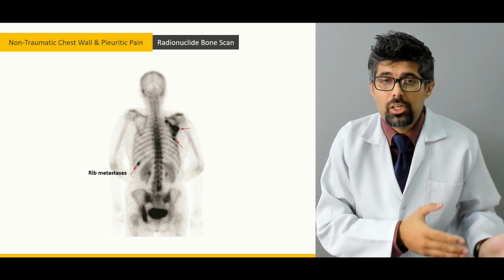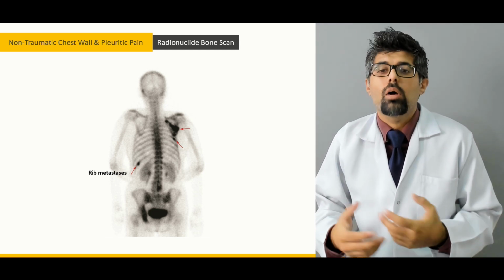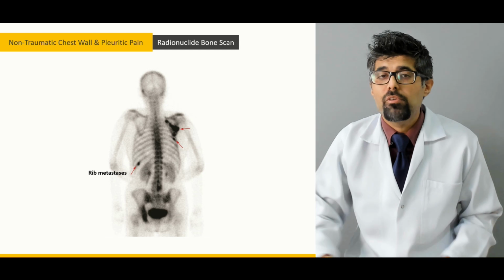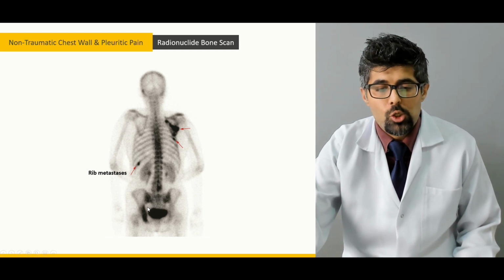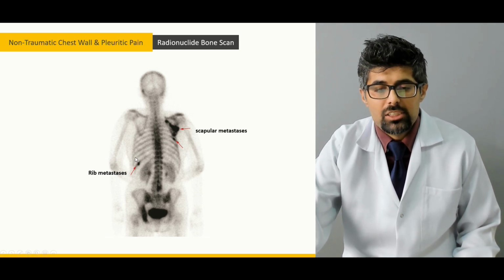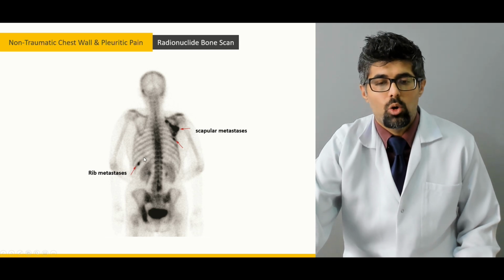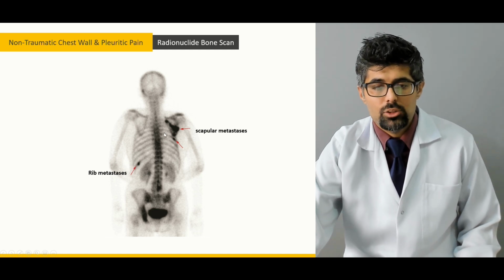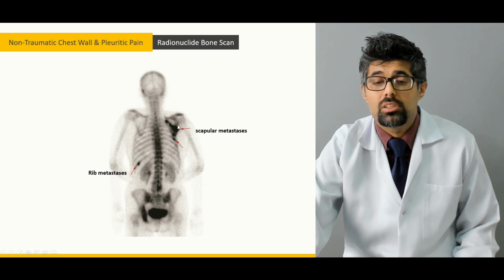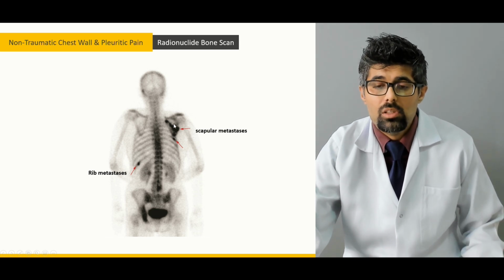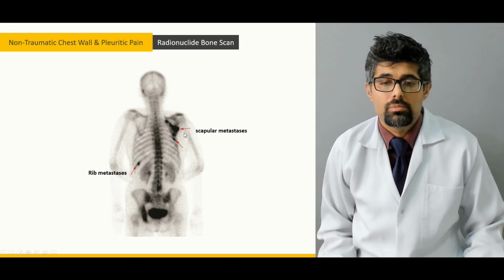They come from cartilage or bone. So a bone scan might reveal where the primary tumor is, where it has metastasized along the rib, and as you can see, it has also metastasized to the left scapula.